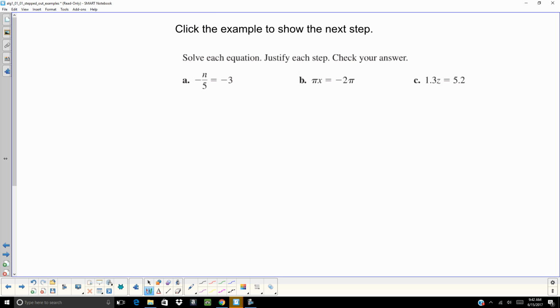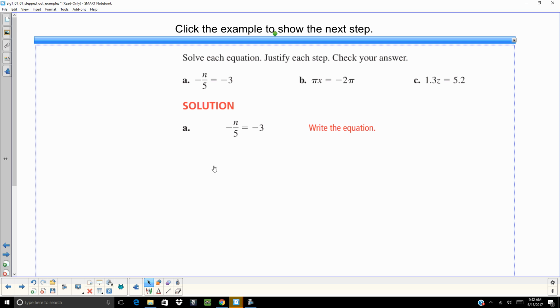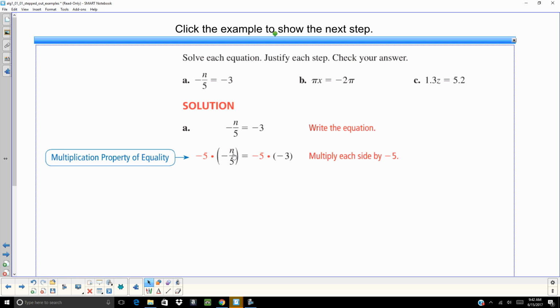All right, let's go ahead and do our first example. I've got negative n divided by 5 equals negative 3. A lot of times I'll pair that negative sign up with the 5. And it's n divided by negative 5. I ask myself, well, what's the opposite of dividing? It's multiplying. So I'm going to multiply both sides by negative 5. And what happens is those 5s cancel out, and a negative times a negative is a positive. So I'm going to get n equals 15. You want to check yourself. You go back to the original problem, and you're going to put 15 in. 15 divided by negative 5 is negative 3.